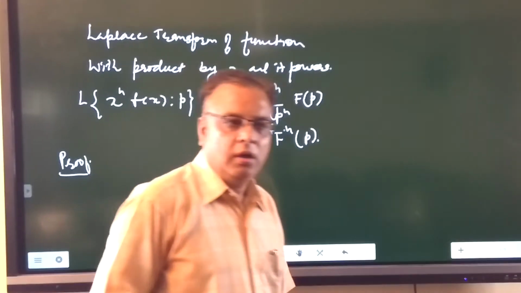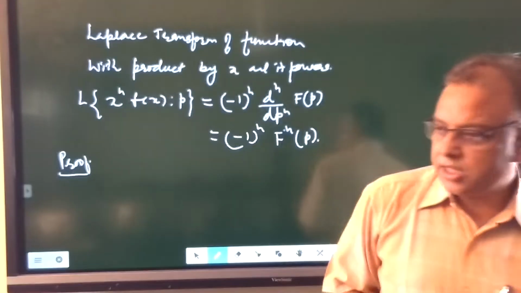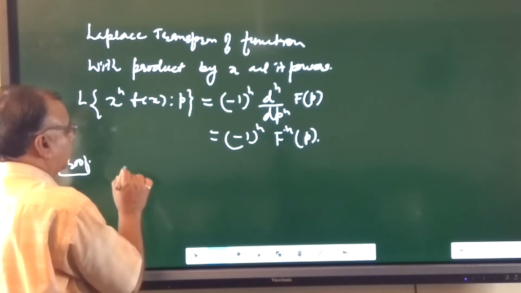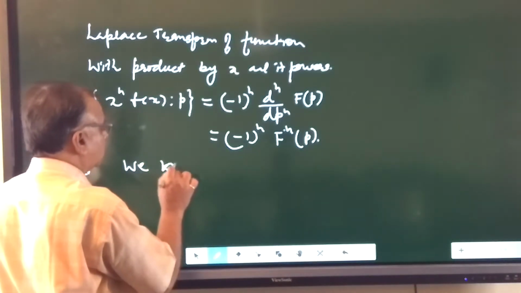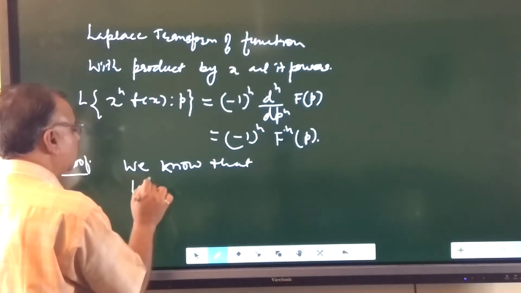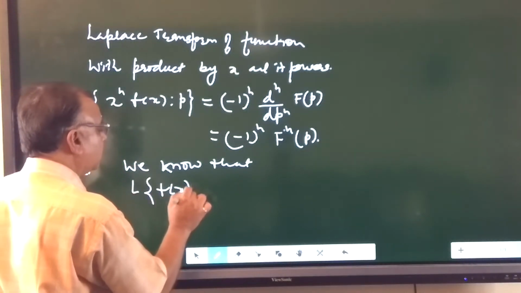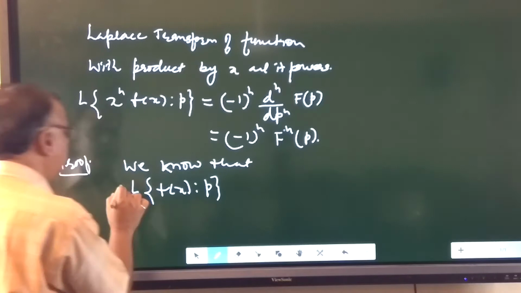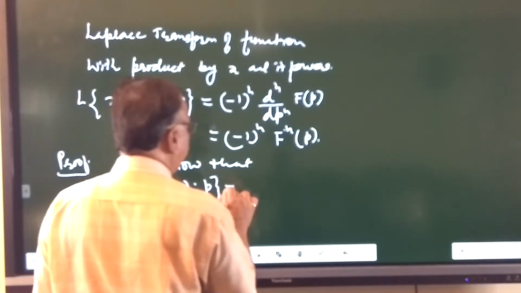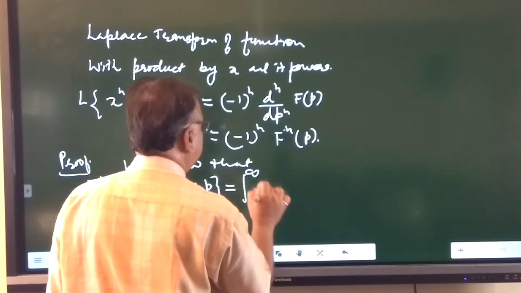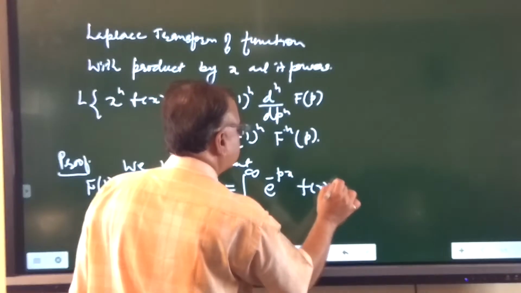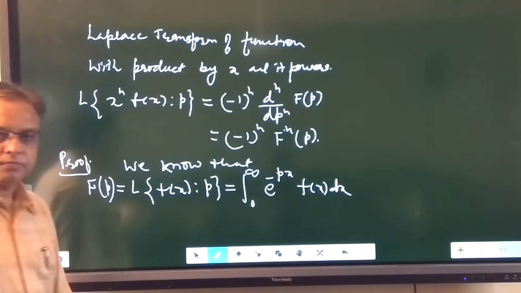It comes from the definition of the Laplace transformation. As we know, the Laplace transformation of a function f(x), which we have denoted by F(p), is equal to, by definition, integral 0 to infinity e raised to minus px f(x) dx.